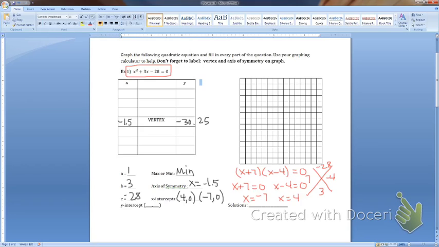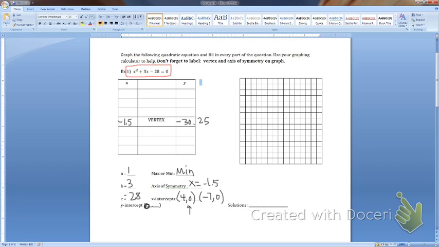Alright, so I'm going to erase this now. Alright, the other thing we need to figure out is where does it cross the y-axis? Well, if it crosses the x-axis when y is 0, that means it's going to cross the y-axis when x is 0. It's the opposite. So I know the first coordinate of my y-intercept is 0. So then I need to figure out what's the second coordinate.